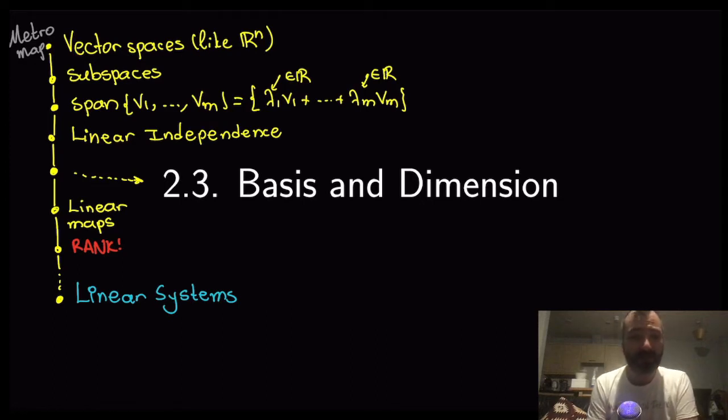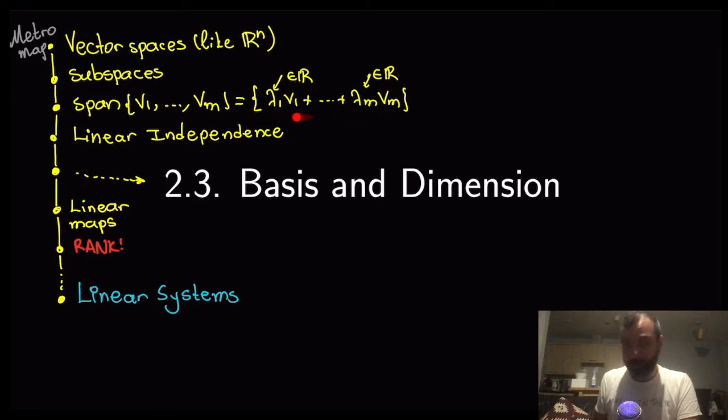We said that these are things like Rn, or at least we should be thinking about them as if they were Rn. Then we talked about subspaces, which are vector spaces inside given vector spaces. We talked about the span of some vectors. The span is simply a synonym for the set of linear combinations, like the span of v1, v2 up to vm is the set of lambda 1 v1 plus lambda 2 v2 plus ... lambda m vm.